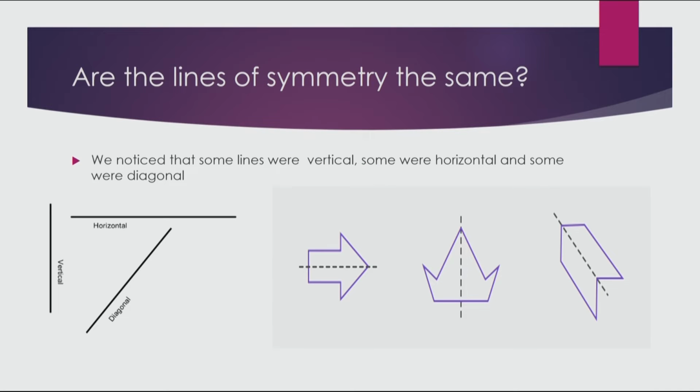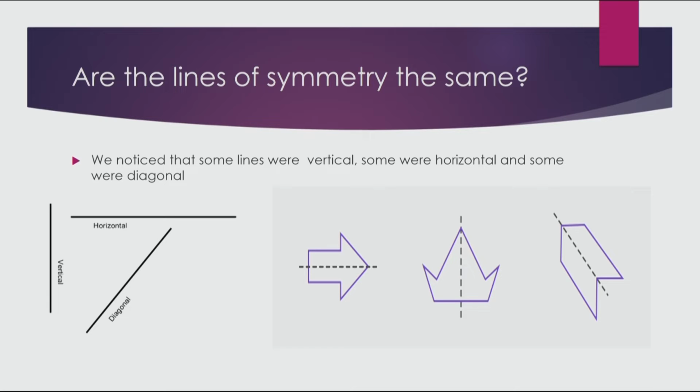So we noticed that some lines were vertical, some were horizontal, and some were diagonal. So let us observe the three different types of lines on the screen. And let us look at those three shapes. Our first shape, an arrow, it has, very good, a horizontal line of symmetry.